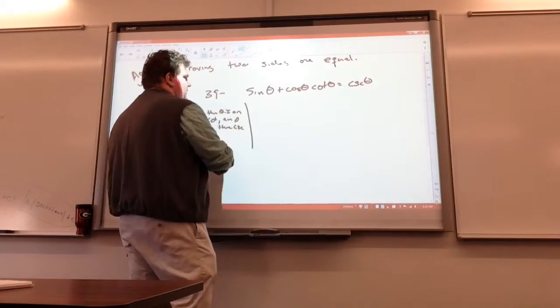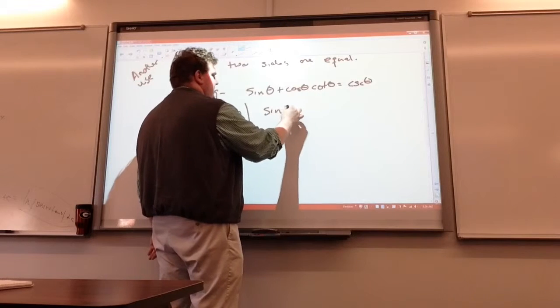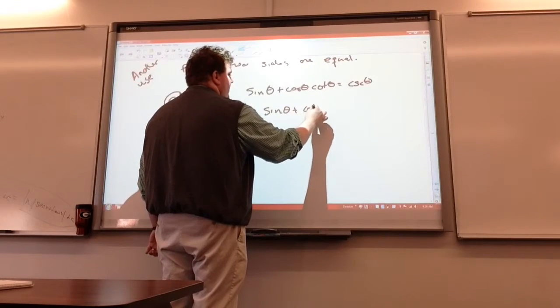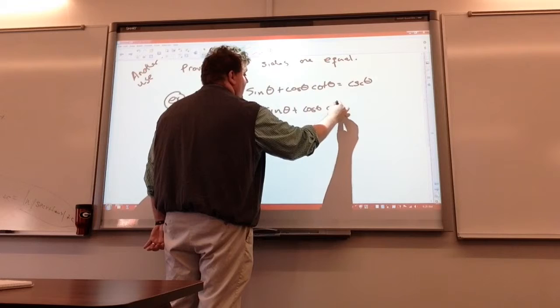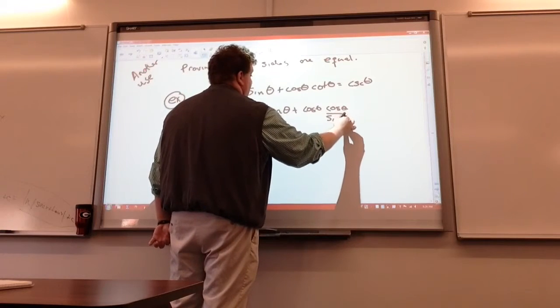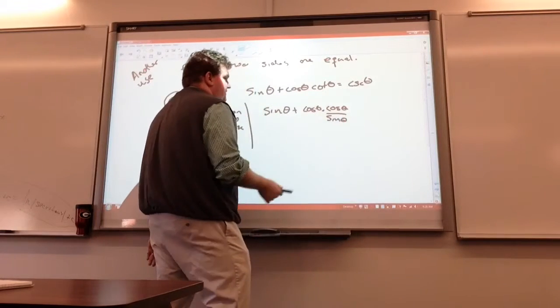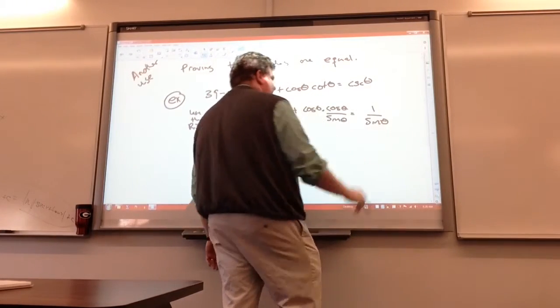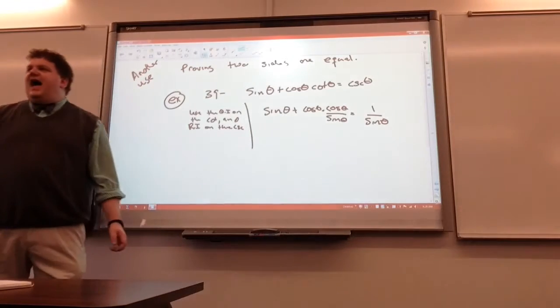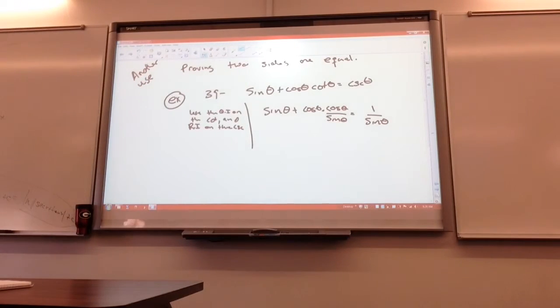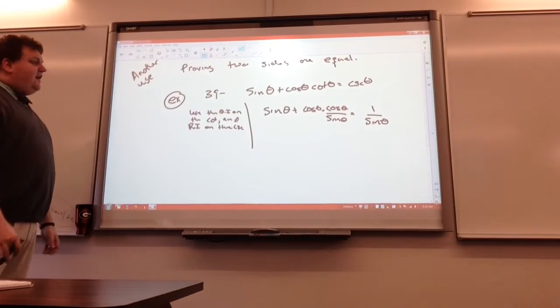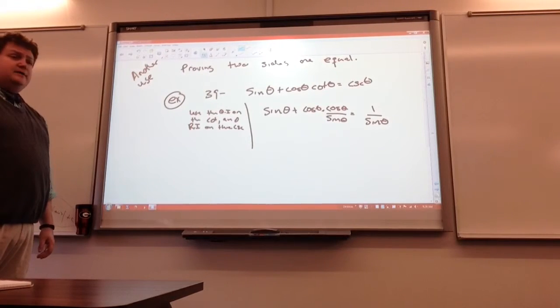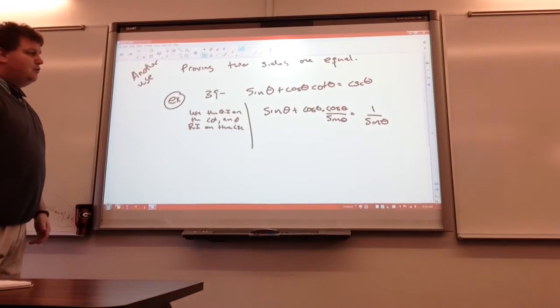So what happens? Sine of theta plus the cosine of theta over sine of theta, like so, is equal to 1 over the sine of theta. So I've just gotten rid of the cotangent and the cosecant. Now it's all sines and cosines, which are much easier to work with, right? Okay.